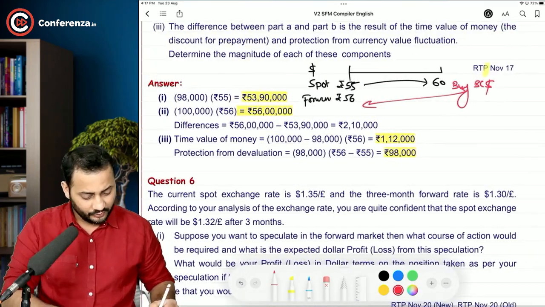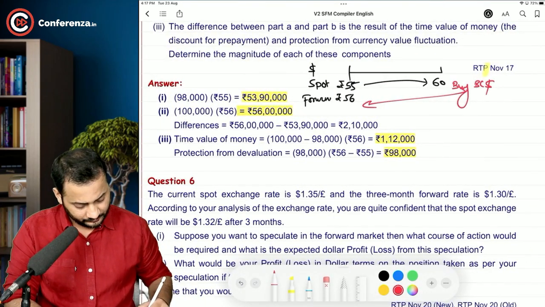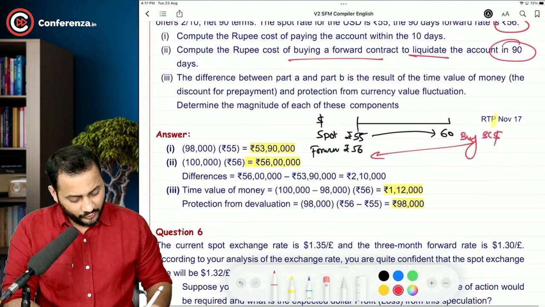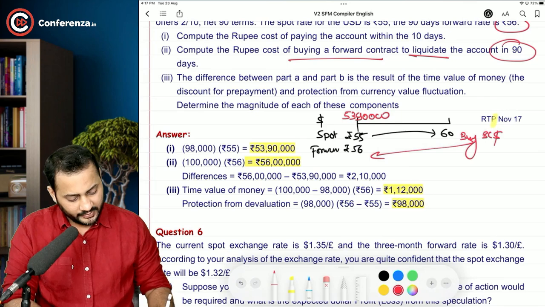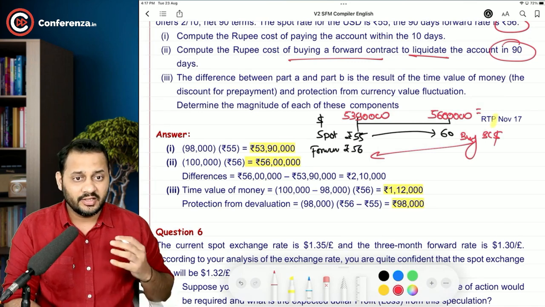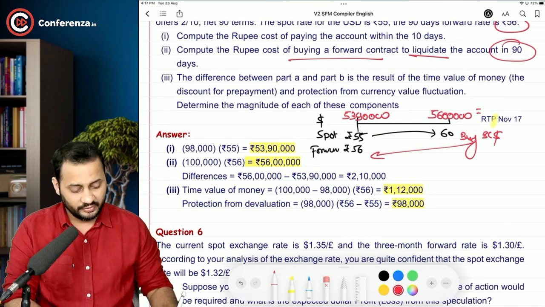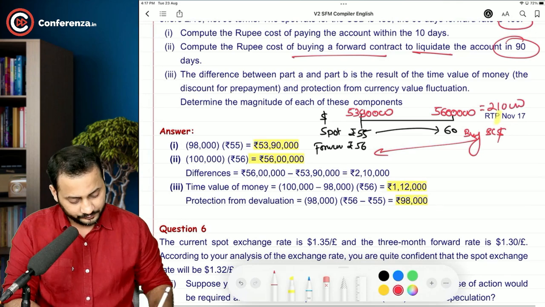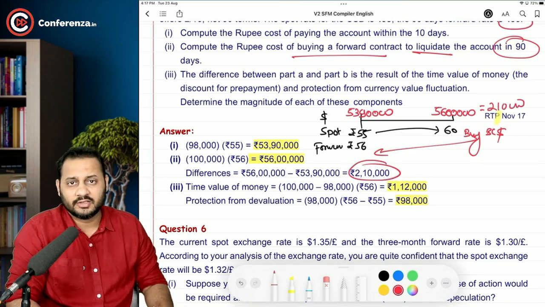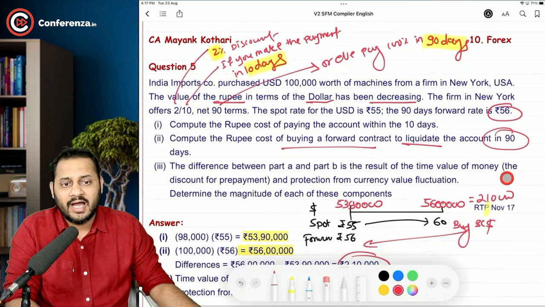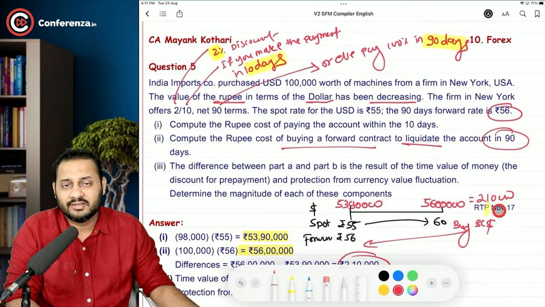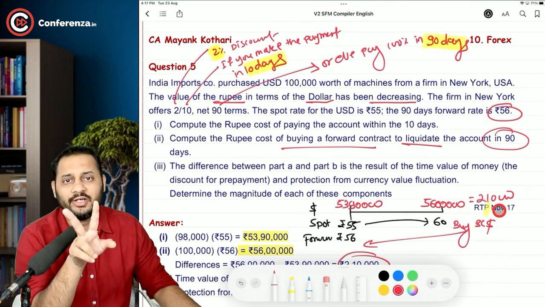Now, the great thing that you need to understand here is, if you make the payment today, it is 53 lakh 90,000 that you will have to pay. And if you make the payment after 90 days, you will have to pay 56 lakhs. So the increase in the outflow is 2 lakh 10,000. It has two components. Why are you paying 2 lakh 10,000 extra? There are two components to it.